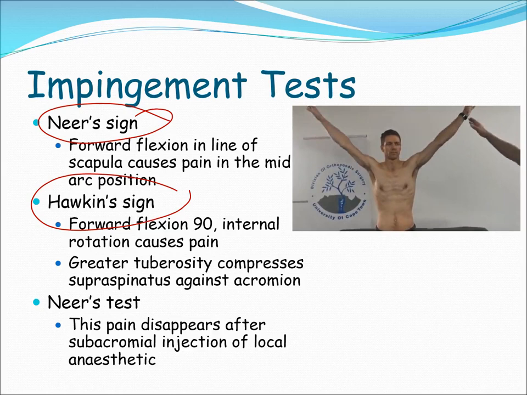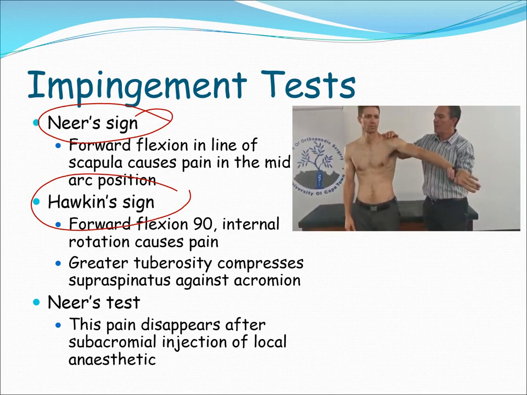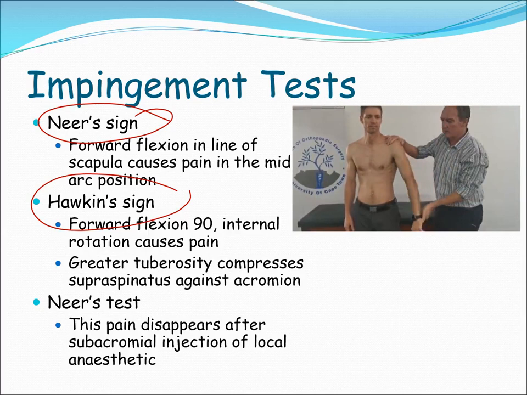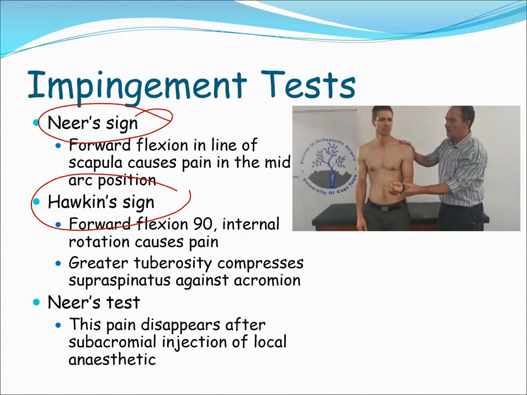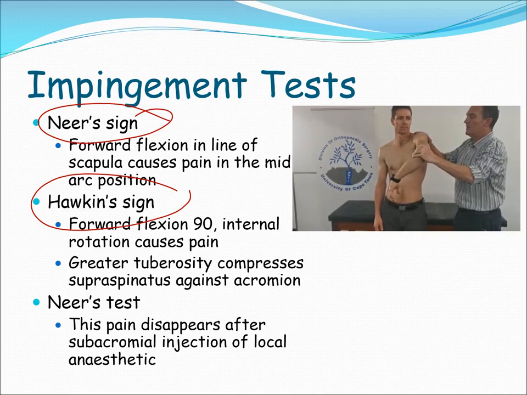This is the first test, where there's a pain in the mid-arc position of doing abduction in line of the scapula. The next test is internal rotation of the arm: hold the scapula down and bring the arm up to about 90 to 120 degrees, and the patient will have pain. You can look at the patient's face to check if they really do have pain. The next, the arm is in neutral position, elbow flexed, flex it up to 90 degrees and internally rotate the arm. If these are positive, you can then go on to the Neer test with the local anesthetic.